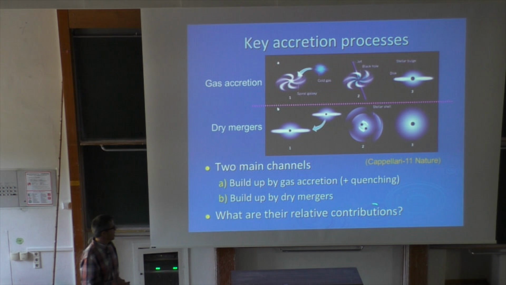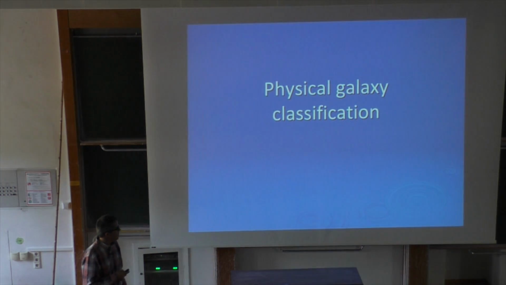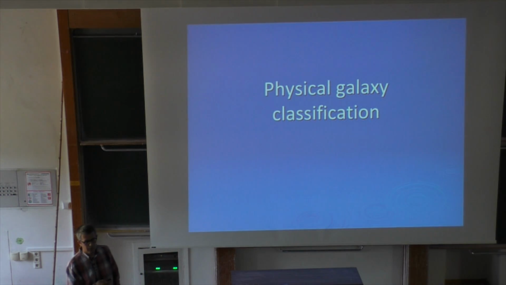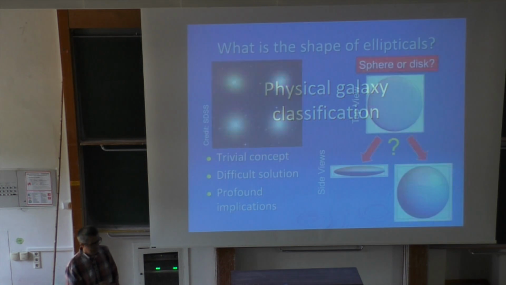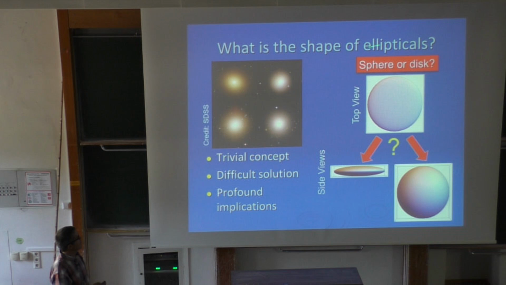So, but the big question is, what is the relative contribution, and when are these processes happening during the galaxy formation and evolution? One way to try to address this question is to try to introduce some physical galaxy classification. And I'll start with this simple slide. This is a very trivial question: what is the shape of elliptical galaxies?